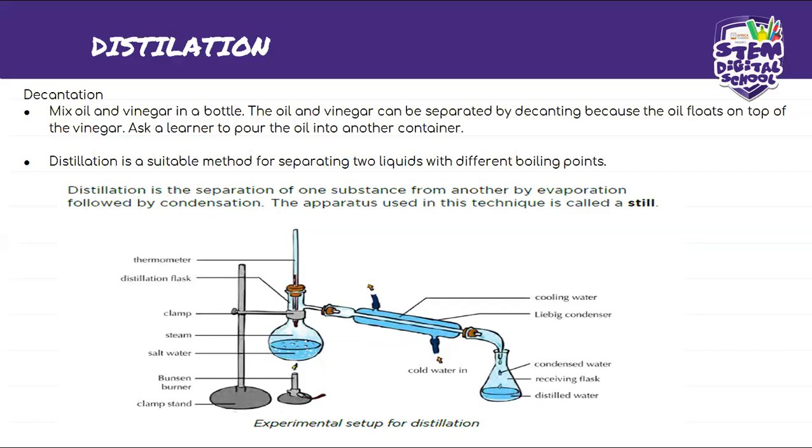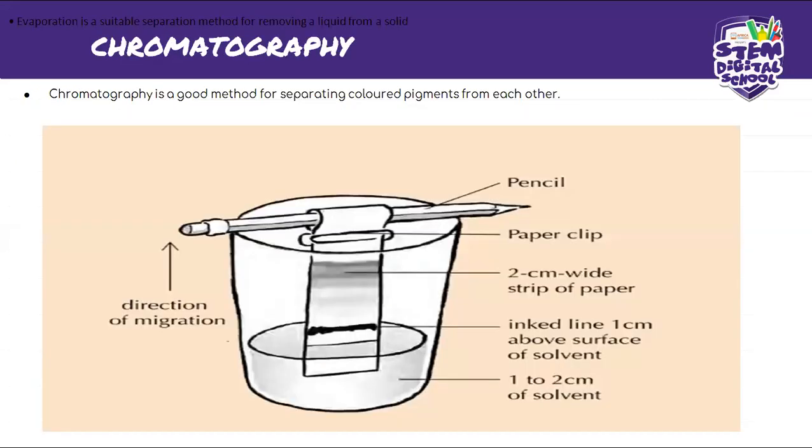All right. Now let's go to the next. Now we also have another one that is called what? Chromatography. Chromatography is a good method for separating colored pigments from each other. So let's look at this. Here, let me use ink. Sometimes when you see ink, it looks black. It has got different colors there. So we can separate the colors of ink by using this method called chromatography.